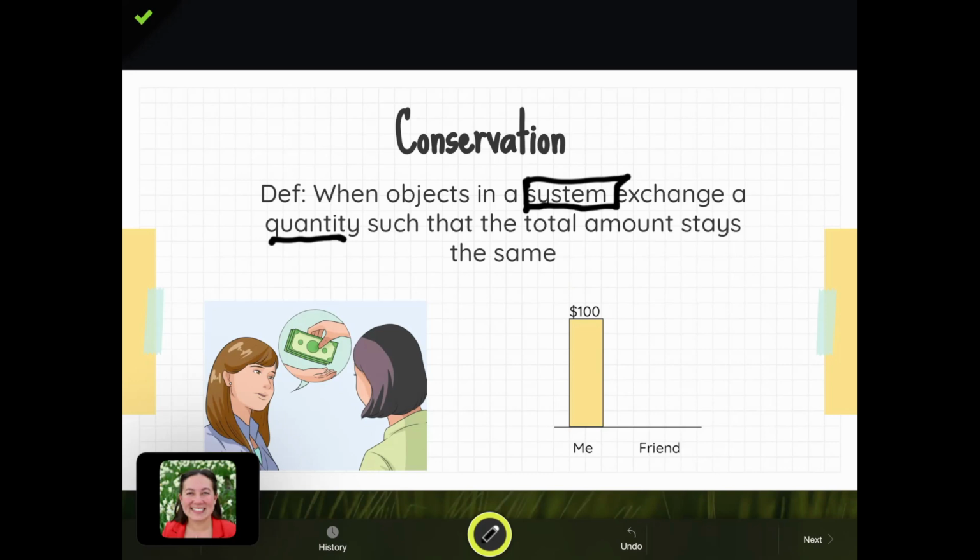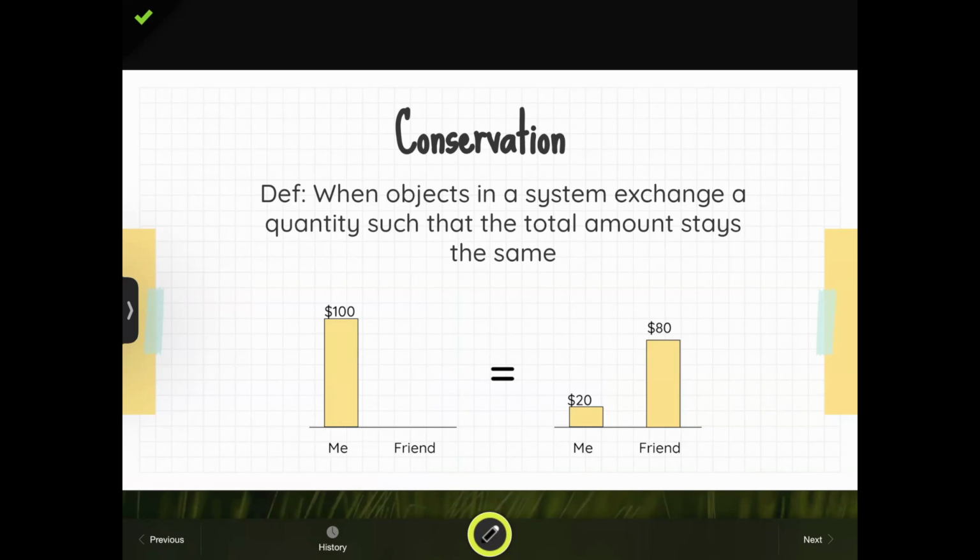So I want you to picture conservation like conservation of money. Let's say I start with $100 and I'm super generous, so I give my friend $80. Well, because me and my friend are the system and the quantity we're exchanging is money, the total amount of money stays the same. In fact, I lost $80. She gained $80. We exchanged money only with each other, so the total remains $100.